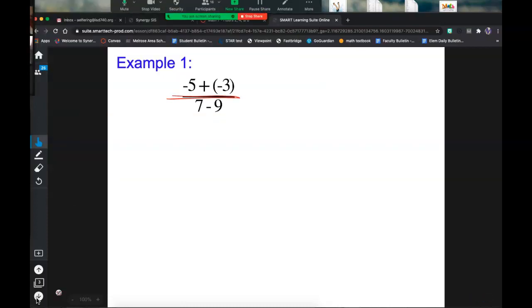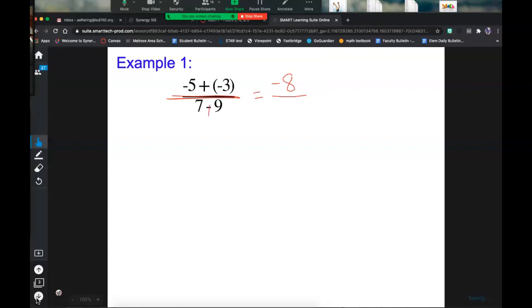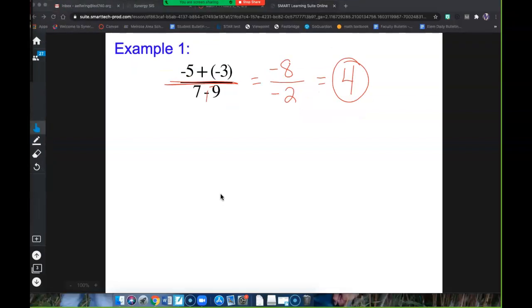Divide. So on the top, we end up with -8 because they're the same signs we add and keep. On the bottom, what's 7 minus 9? If I do keep, change, change, it's 7 plus -9. And more negatives or more positives? Caitlin? -2. And then we divide. 8 divided by 2 is 4. So that's my final answer. Questions there?